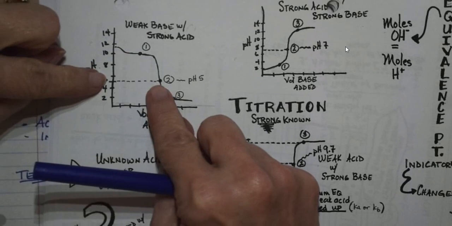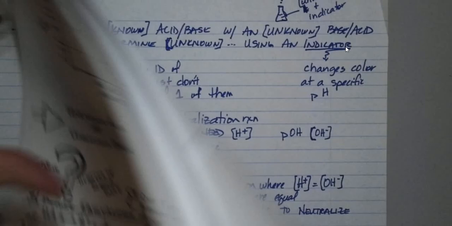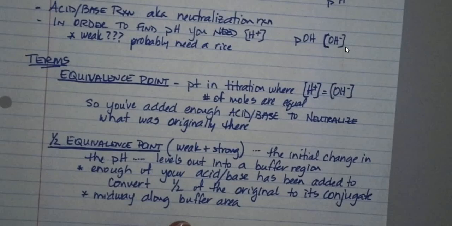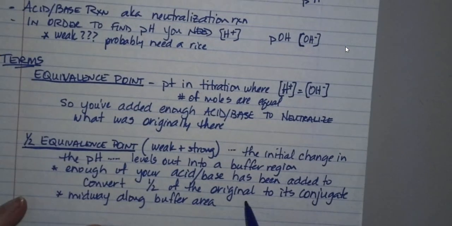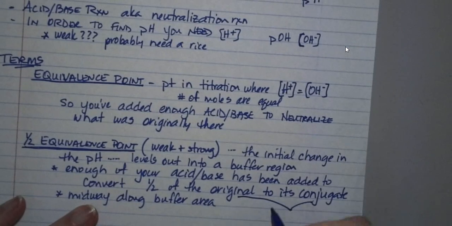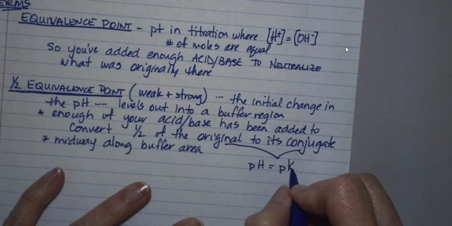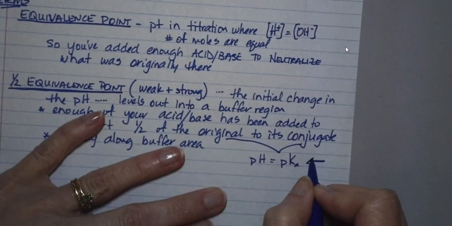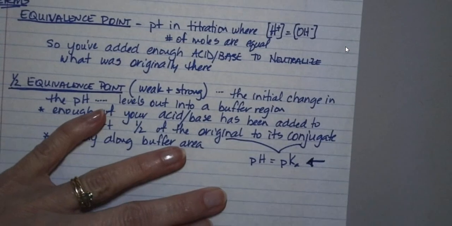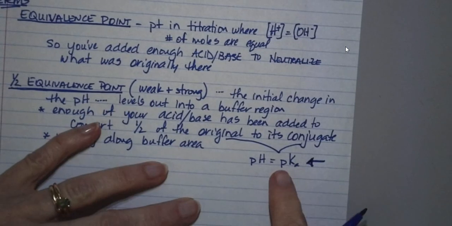So the half equivalence point is here. And at the half equivalence point, when we talk about its original, it converts half of the original to its conjugate. This is where the pH is equal to the pKa. That means that you could get to this point and you could figure out the pH. If you know what Ka is, and a lot of times they give it to us, then if you take the negative log of that, that's your pH. So it's a useful thing to know. It's a useful place in here.